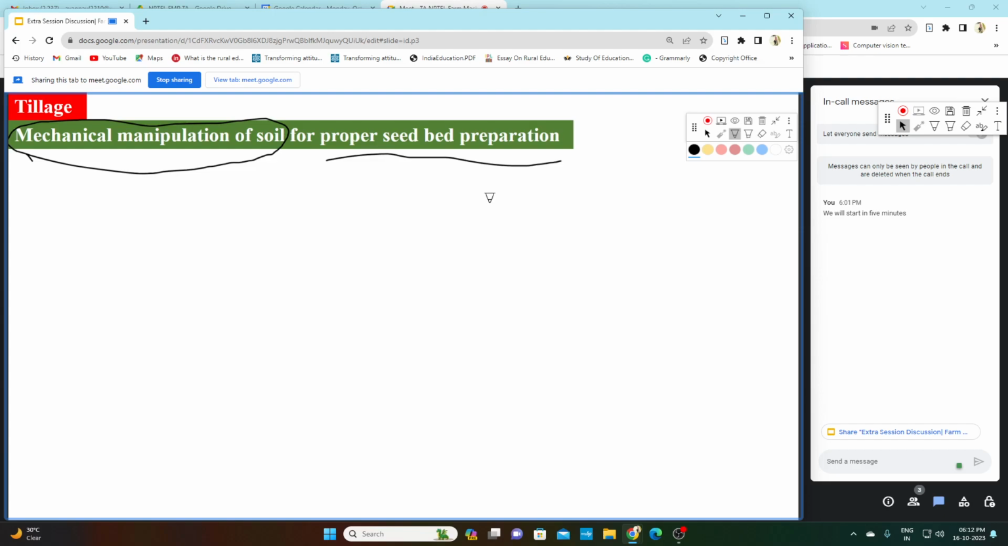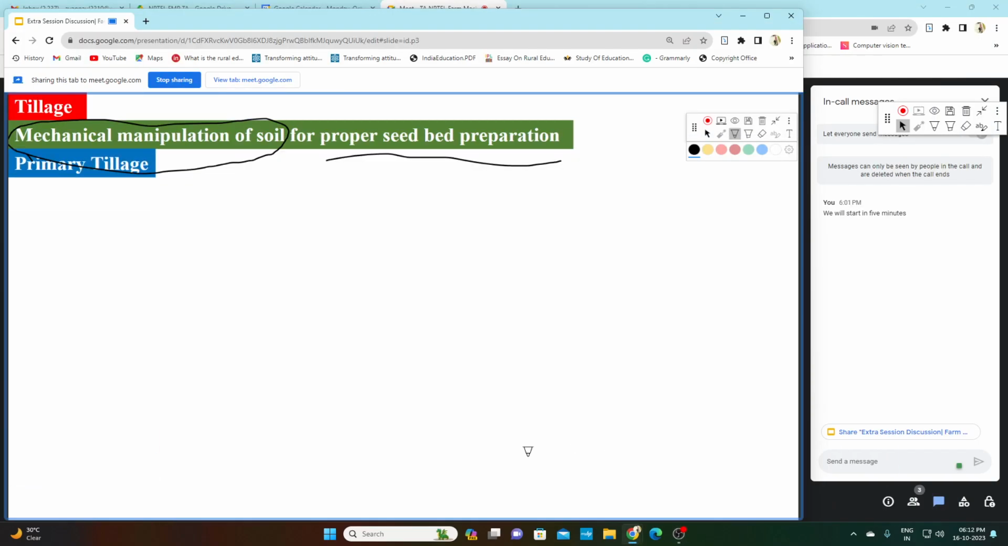So when you have done harvesting of your previous crop, some stubble or other things remain on your land. So you have to do this tillage operation again. Why? To open the soil again. Why do we want to open the soil? So that our roots can easily enter the soil, and our plant can easily germinate. For that purpose, we are doing this tillage operation. So again, what is tillage? Tillage is the mechanical manipulation of soil for proper seedbed preparation.